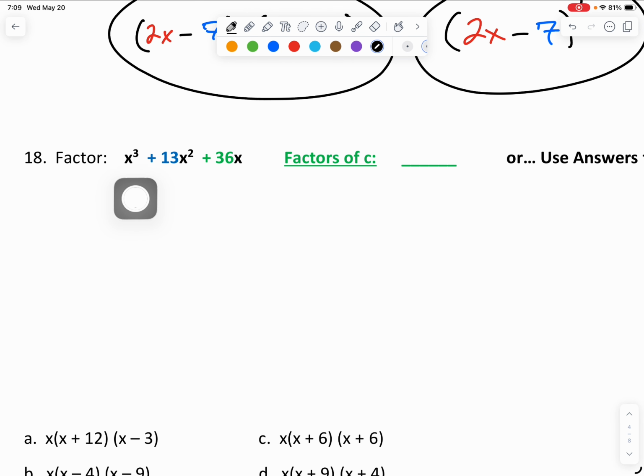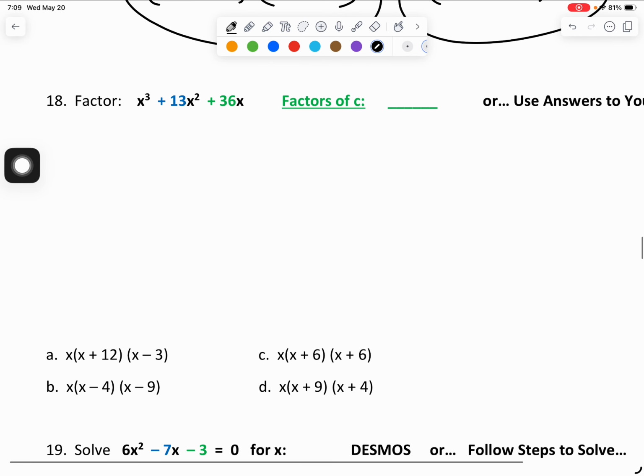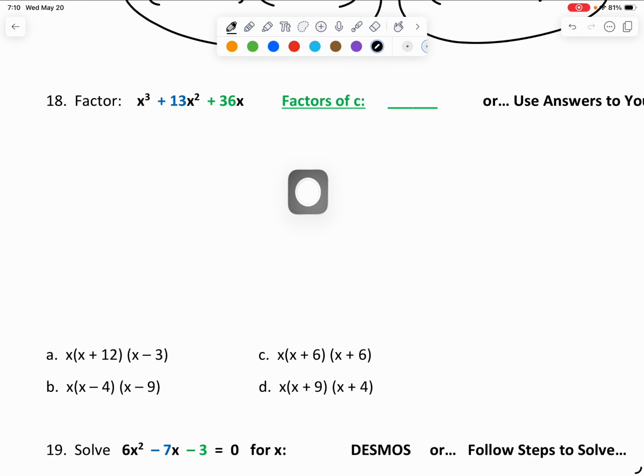All right, 18x cubed plus 13x squared plus 36x, or use the answers. All right, we don't need to really write the factors when given a standardized test.